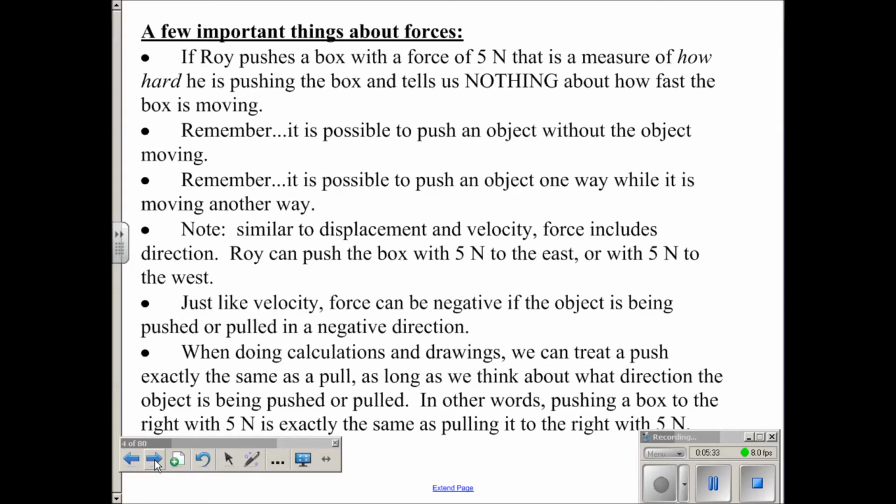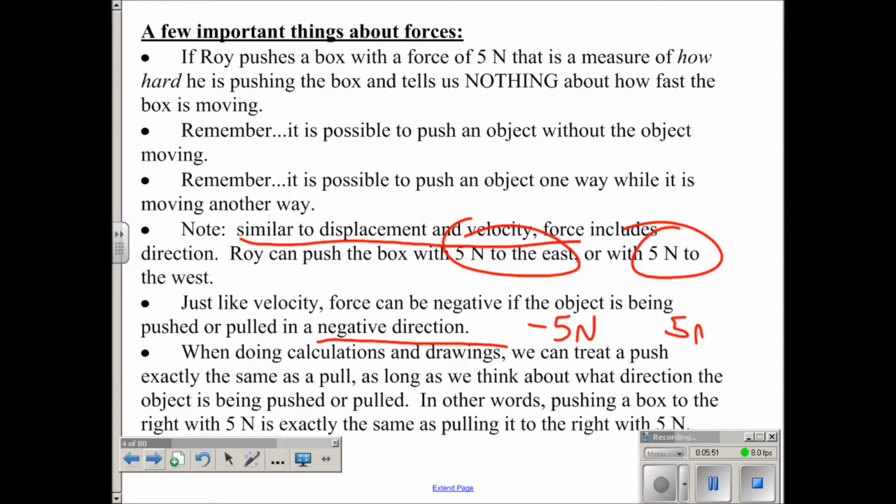Please note, similar to displacement and velocity, force includes direction. So Roy can push a box with 5 newtons to the east or with 5 newtons to the west. Okay. And because of that, force can be negative. 5 newtons to the west would be written as negative 5 newtons, and 5 newtons to the east would be written as positive 5 newtons. All right. And finally, when we're doing calculations and making drawings, which we're going to talk about here in a minute.